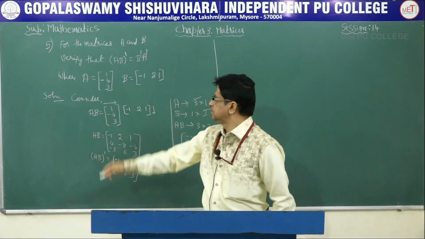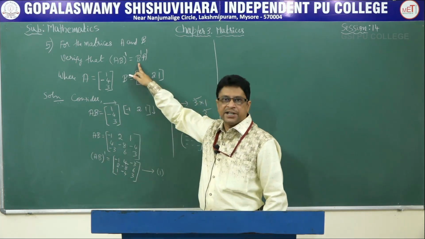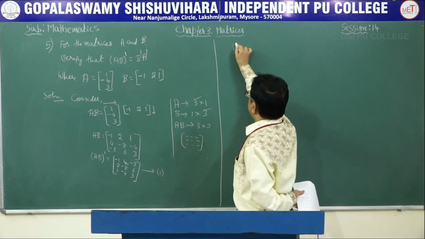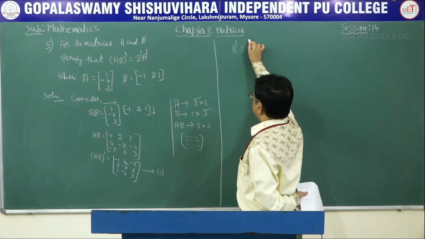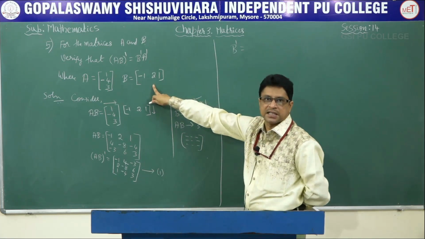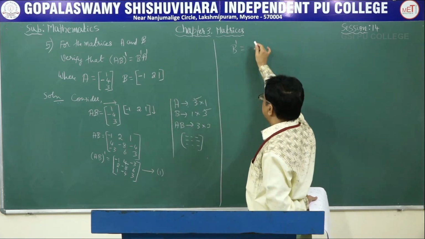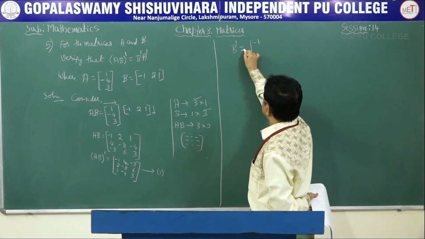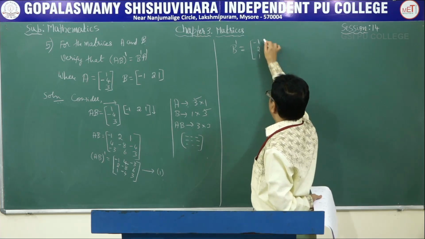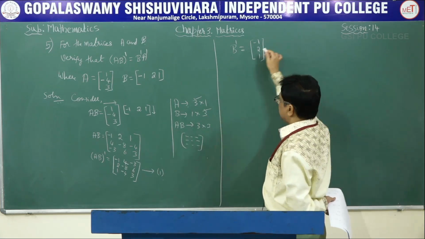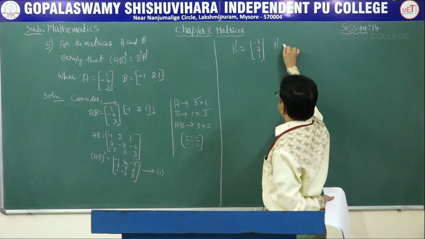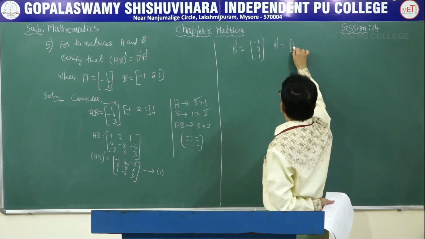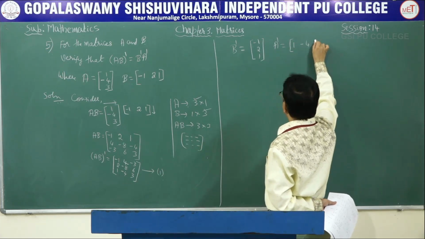Next we shall find B dash into A dash. So first we shall find B dash. B dash is the transpose of the matrix B, so that will be equal to minus 1, 2, 1. And A dash is the transpose of the matrix A, that is 1, minus 4, 3.